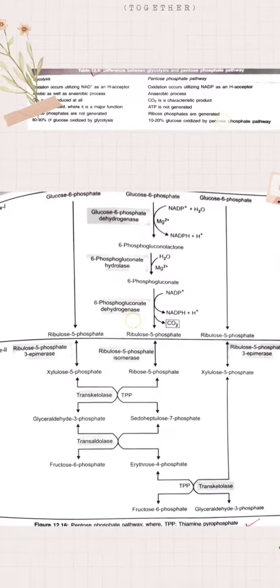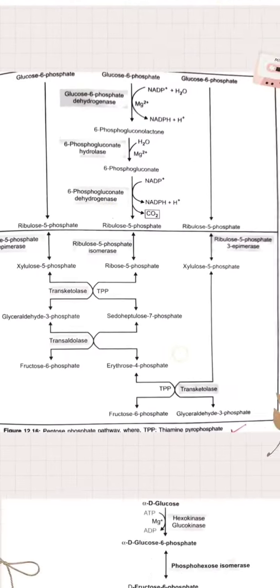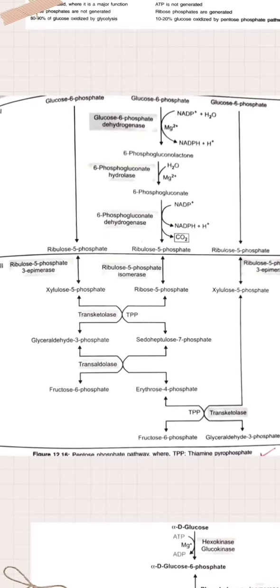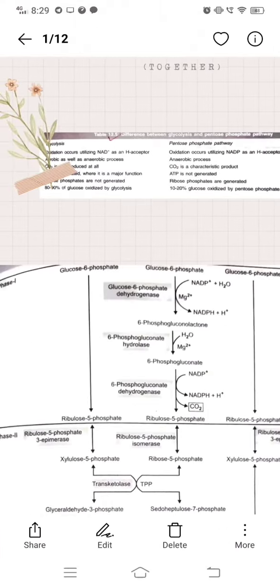So, we can see in glycolysis, NAD plus is the hydrogen acceptor, whereas in pentose phosphate pathway, NADP plus is the hydrogen acceptor.